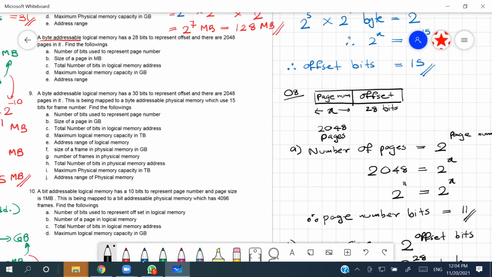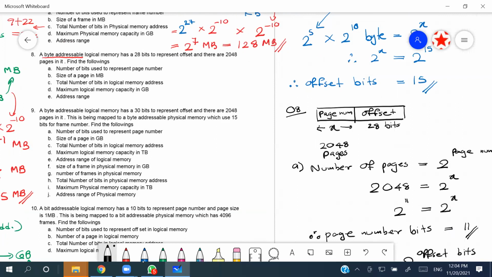Third one, it is asking the total number of bits in the logical memory address. So we get to know that x is equal to 11. So 28 plus 11, right? 38, 39, right? Yes, there are 39. So for this, it's 11 plus 28, it's 39 bits in the address.